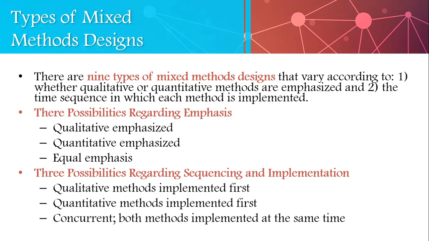So specifically, some studies might collect qualitative data and utilize qualitative methods first. So qualitative methods might be implemented first. And in other studies, quantitative methods might be implemented first. And still in other studies, both methods might be implemented simultaneously.